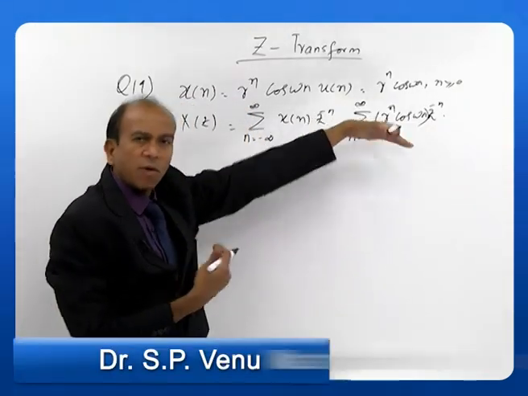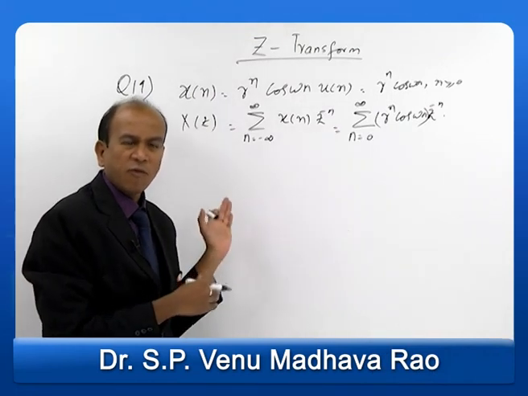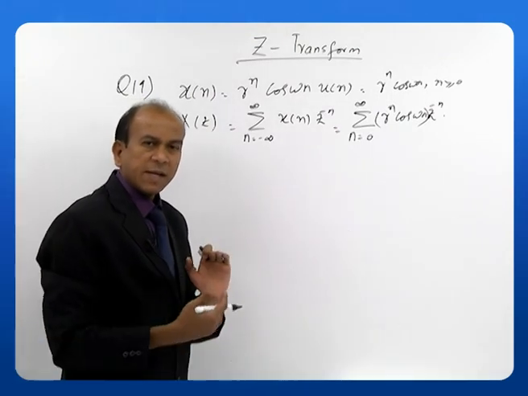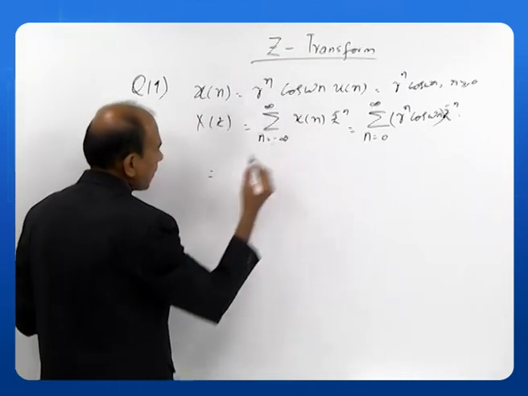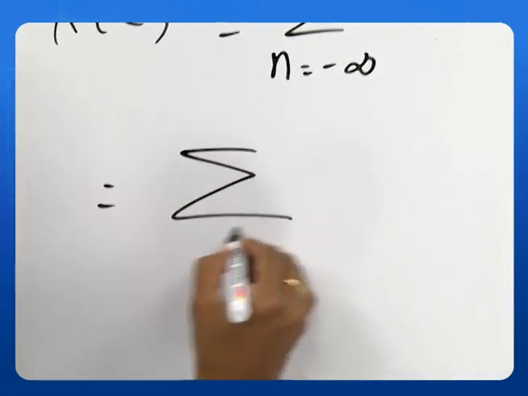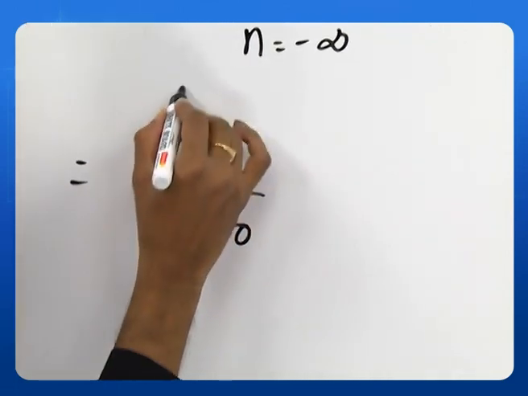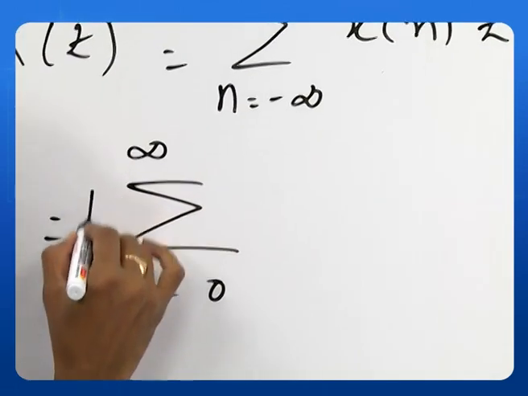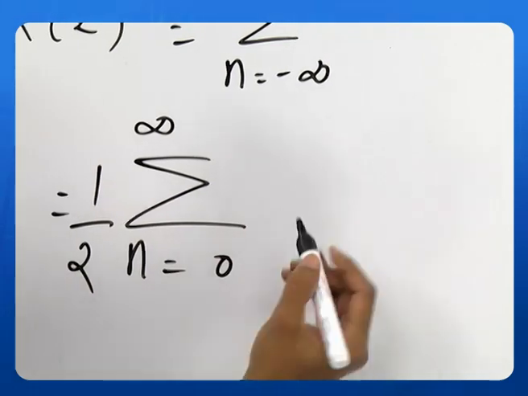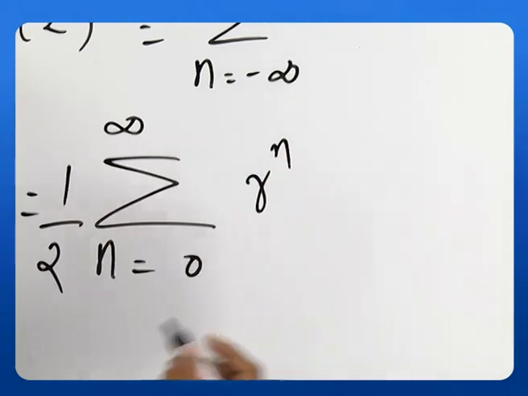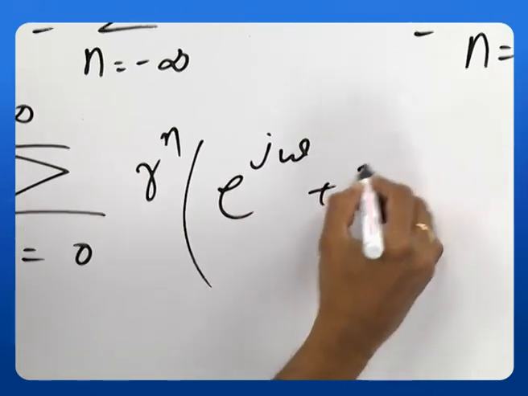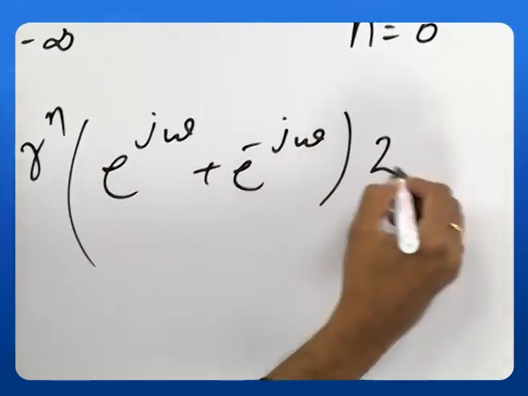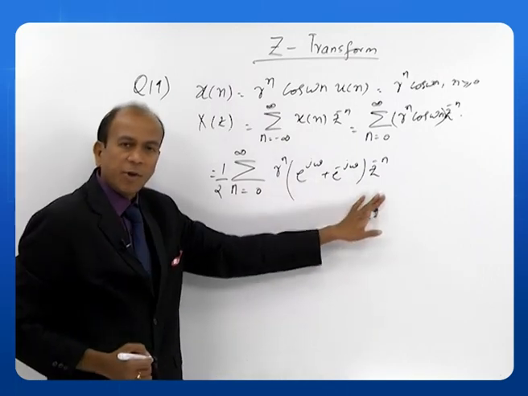Again we know what cosine is. The cosine function is equal to half of e to the power of j omega plus e to the power of minus j omega. So, let us put that here. I will take the half outside, and the summation from n equals 0 to infinity will be equal to r to the power of n, e to the power of j omega plus e to the power of minus j omega, z to the power of minus n.